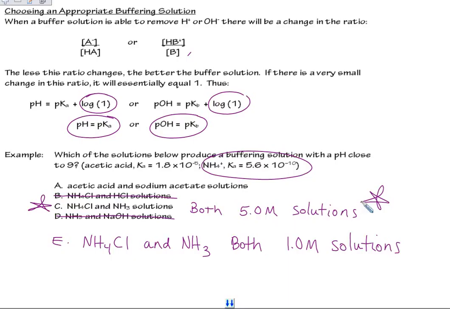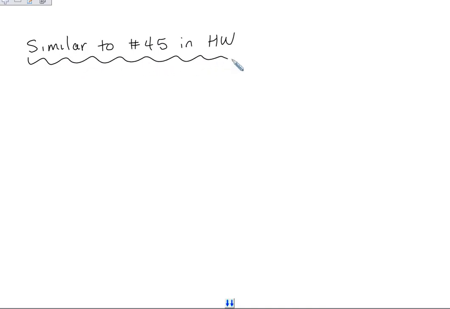There's one other thing that I kind of wanted to throw at you. There's a question in the homework. It's not multiple choice, I lied. This is similar to number 45 in the homework. There's no good example of this in the study guide, but I wanted to mention this.